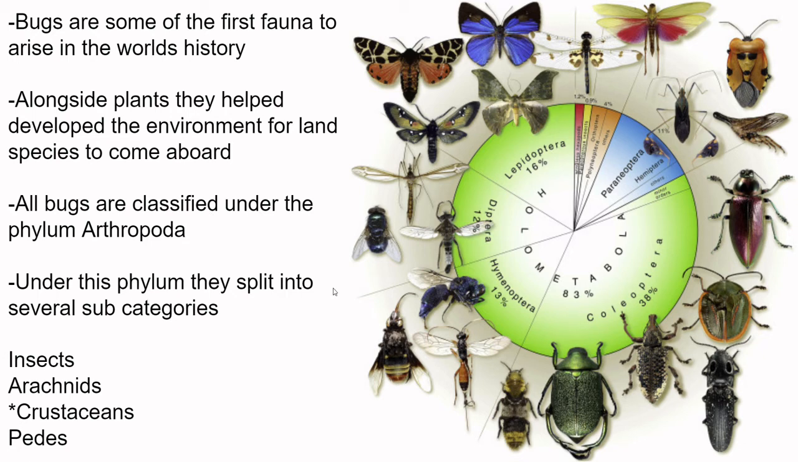There's some cool bugs. So all bugs are classified under the phylum Arthropoda, or you can call it Arthropoda. I don't know. I'm not a linguist. Under this phylum, they split into several subphylums. So here are the subphylums. You have your insects, which are six-legged, pretty much. You have your arachnids, which would be like your spiders. And then I have an asterisk here next to crustaceans. This is a pretty big deal, but if you don't know what a crustacean is, they're basically just crabs and lobsters, and they would fall under the phylum Arthropoda. And then we have our peds, and those would be your centipedes and millipedes.